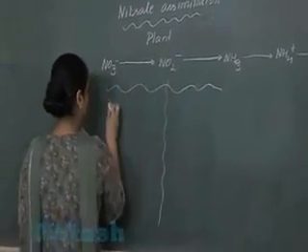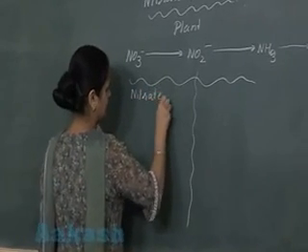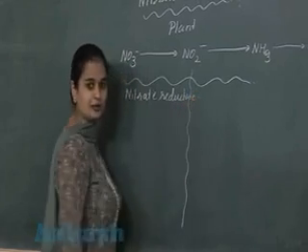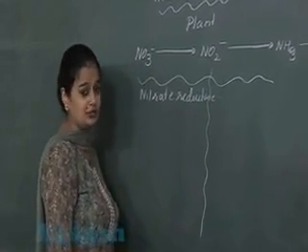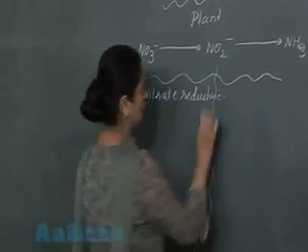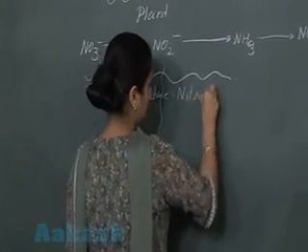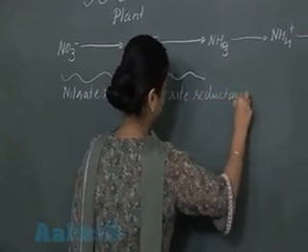Nitrate is converted into the nitrite with the help of the enzyme that is nitrate reductase. Reduction will occur. There will be addition of hydrogen, there is addition of electrons, and at this step there is requirement of enzyme that is nitrite reductase.